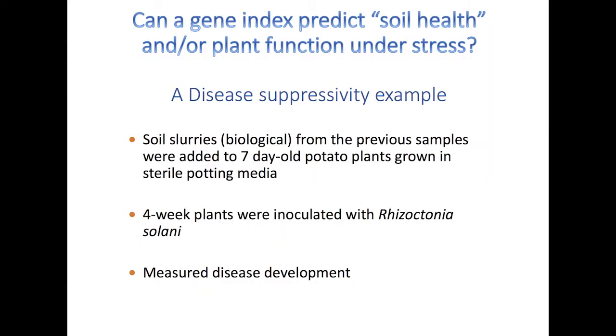Okay, with that in mind, we now see that there's a great diversity. We identified a few genes that we can look at. Can we now predict what that soil health or function is under stress? So we took soils from these different cover crops, basically made an inoculum from those soils and applied it to potato plants grown in a sterile media. From there, we inoculated with Rhizoctonia, and we monitored disease development.